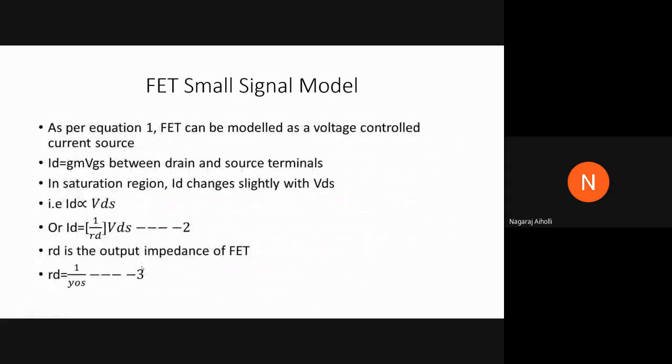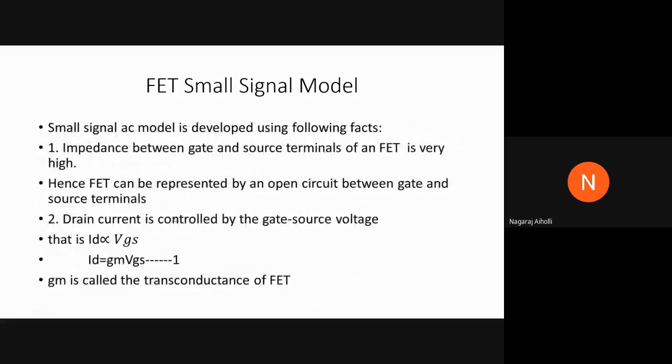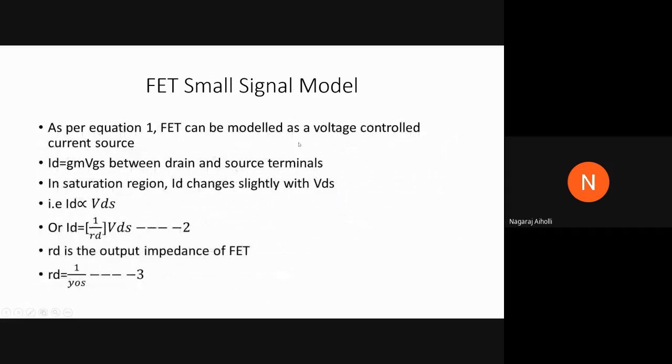As per equation 1 here, ID is equal to gm VGS. As per this equation, as I told, it is a voltage controlled current source or a voltage controlled device. ID equal to gm VGS is between drain and source terminals. So between drain and source terminals, it is modeled as the current ID that is given by gm into VGS. And in the saturation region, the current ID is proportional to the drain to source voltage. We have three regions, that is active region, cutoff region, and saturation region.